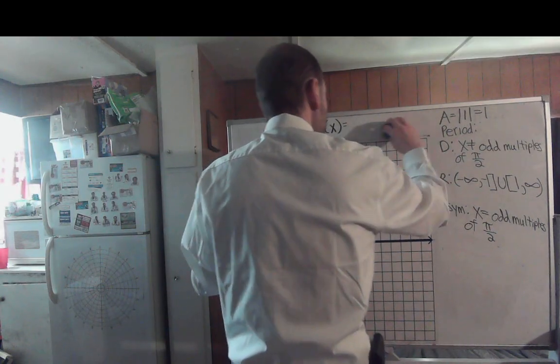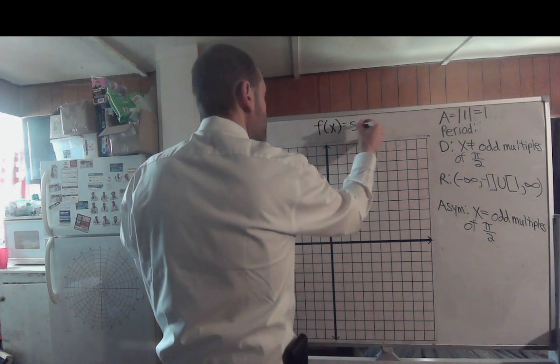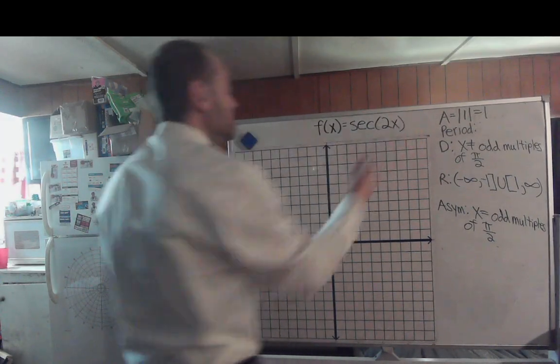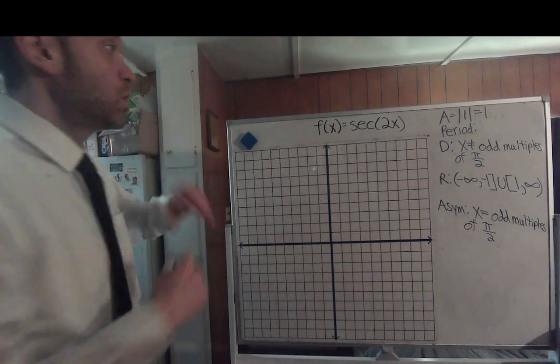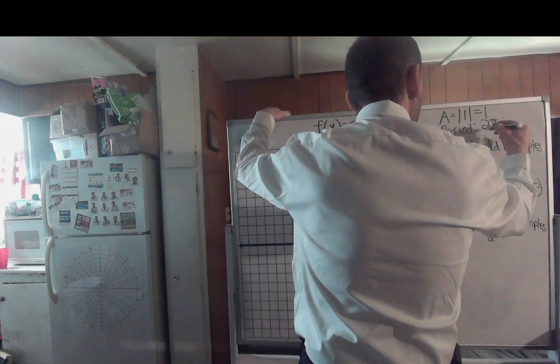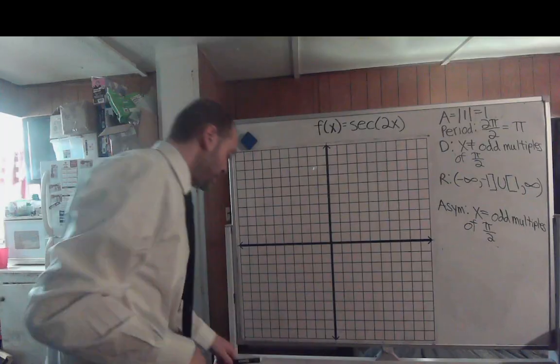And we'll start with the secant. So we're going to take f of x equals the secant of 2x. So the period is going to be 2 pi divided by 2, which would give you a period of pi. So now we suddenly finish everything in pi.